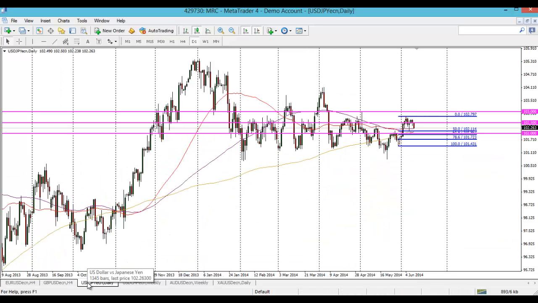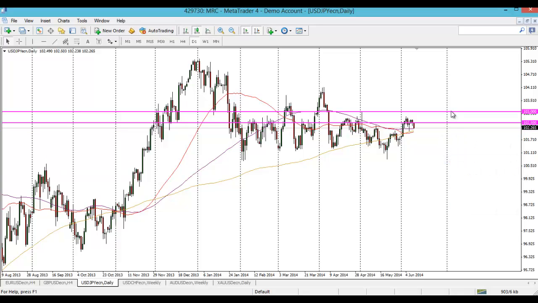I'm looking at Dollar Yen in here. I think it's quite an interesting chart. I think I may have tweeted this chart as well. I'm just going to clean this up actually, and then explain the moves and the levels, etc.